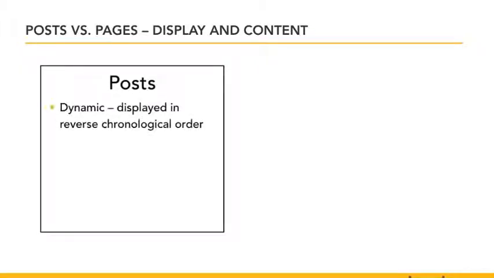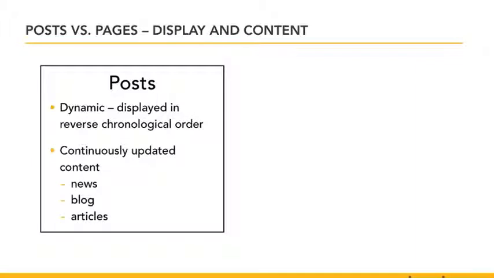Posts are displayed dynamically, so they appear in reverse chronological order on your site, just like a blog, and they usually contain things like news items, blog items, and articles.